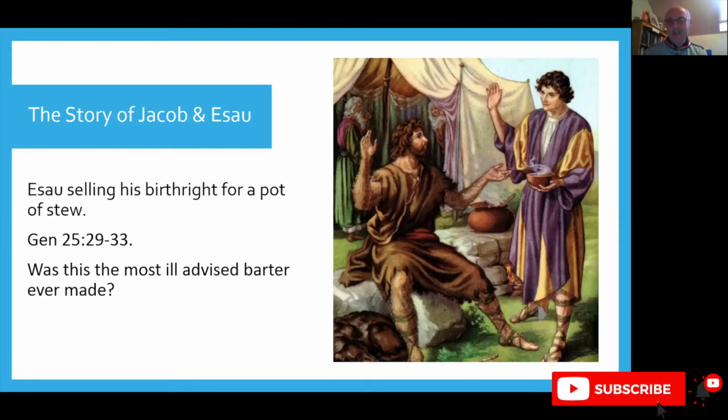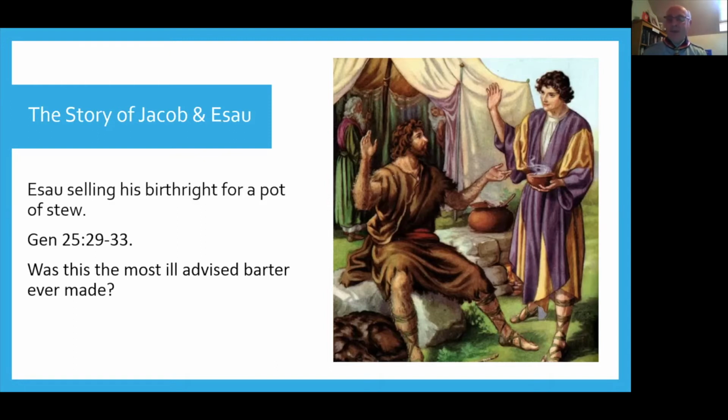He bartered it. He was a hunter. He was the firstborn. He should have received the birthright. But his brother, Jacob, was the one who came out of the womb holding the heel of his brother, and his mother had been told that the older would serve the younger. Can you remember that he swapped it for a pot of stew? That must have been the most silly barter that was ever made. Would you give away the blessing of your birthright, of your inheritance, simply for a bowl of stew?